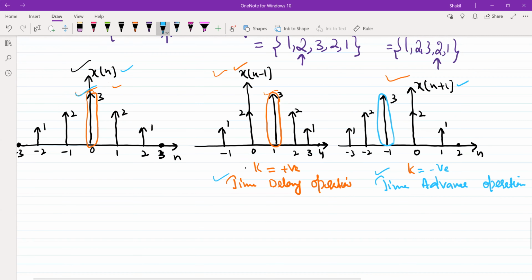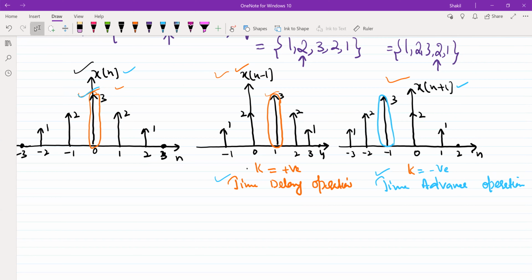Now let's see, if it is time delay, will it be shifted to the right or left? Let's check that also. See, when x of n minus 1, means in which k is positive, and this is a time delay operation that we just confirmed. Now the same sequence, means x of n minus 1, see, it gets shifted to the right. You can check it. So this is a right shift operation. So the signal gets shifted to the right. So you can say time delay operation is the same as shifting the signal to the right.